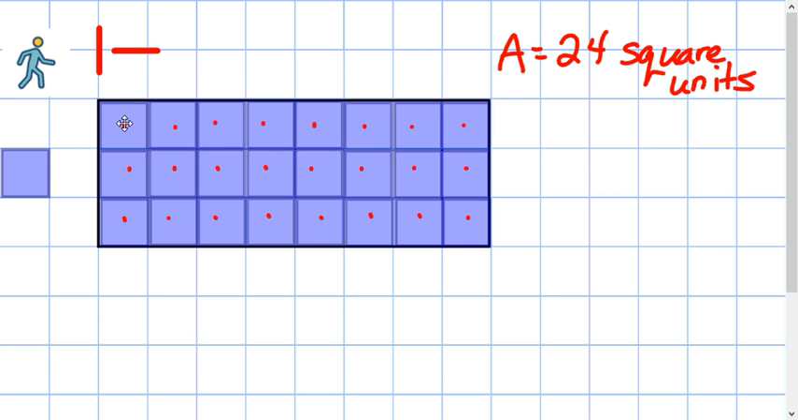And we call those square units because they are units that are in the shape of a square. If the side lengths were in inches, then it would be square inches. If the side lengths were in feet, it would be square feet, and so forth.